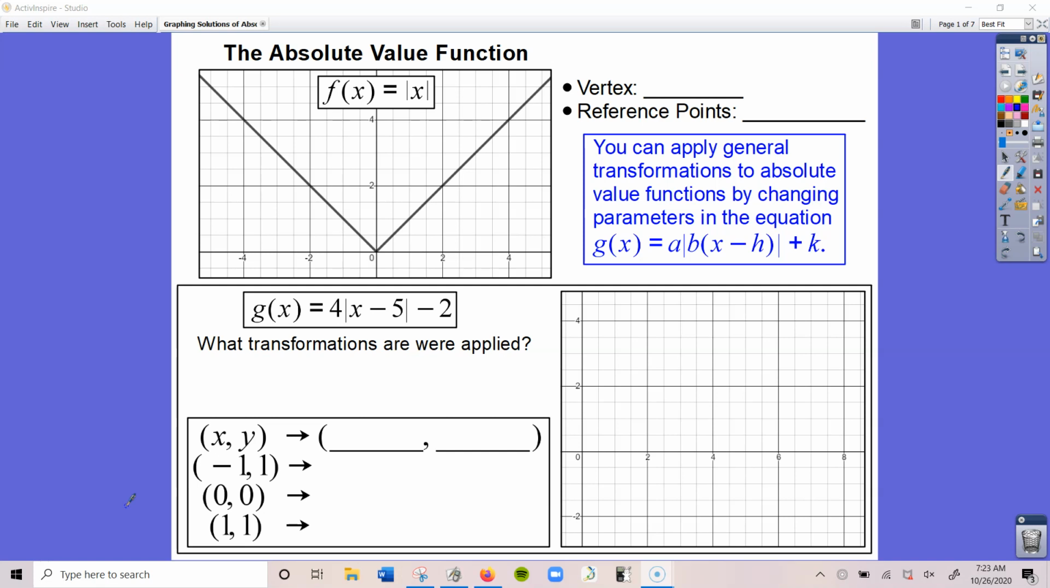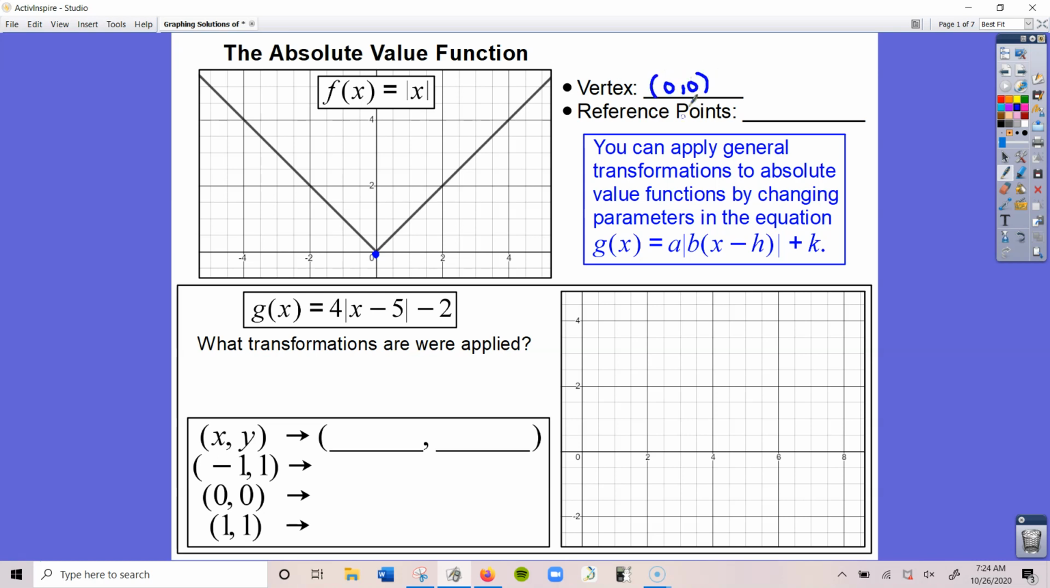Hey guys, today we're going to start looking at the absolute value function. Now the absolute value function looks like this. It will always look like a V. The vertex is located at (0, 0). This is basically the middle of your graph and the main point.